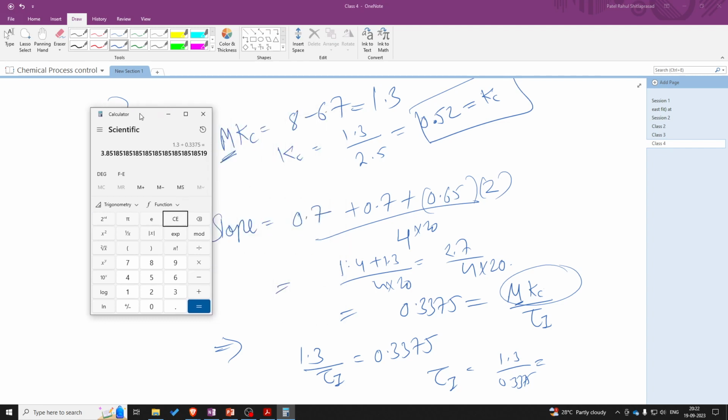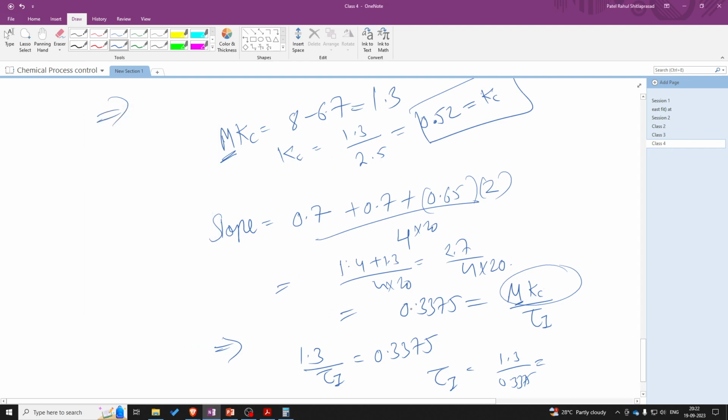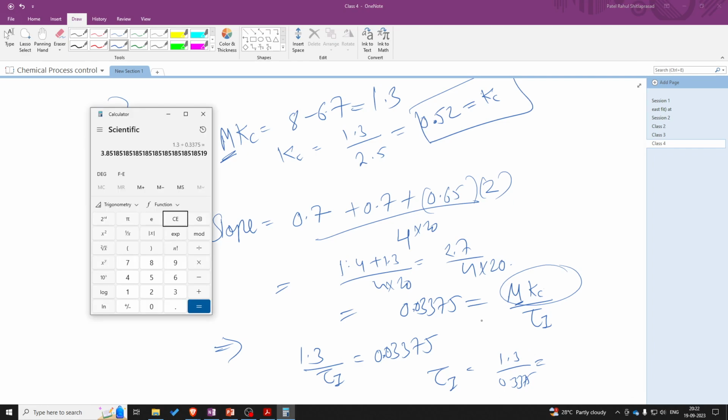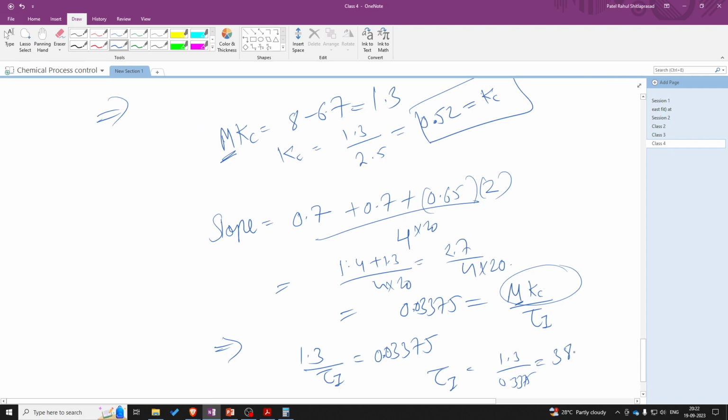So I think over here we are having a 0 also, 0.03375. So ultimately the value of tau we calculated as 38.5 seconds. So the value of Kc we got as 0.52, and the value of tau I we got as 38.5 seconds. So this is how we calculated the controller parameters given the data that we were having.